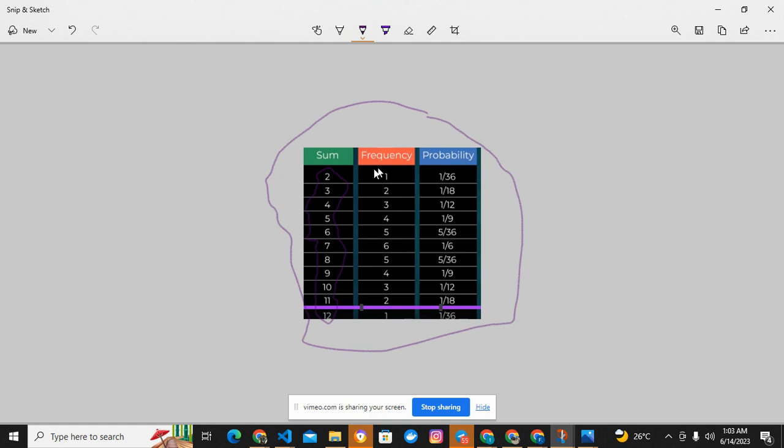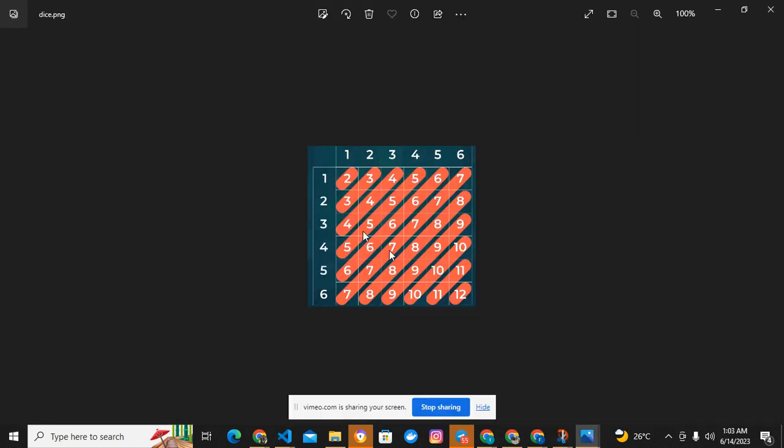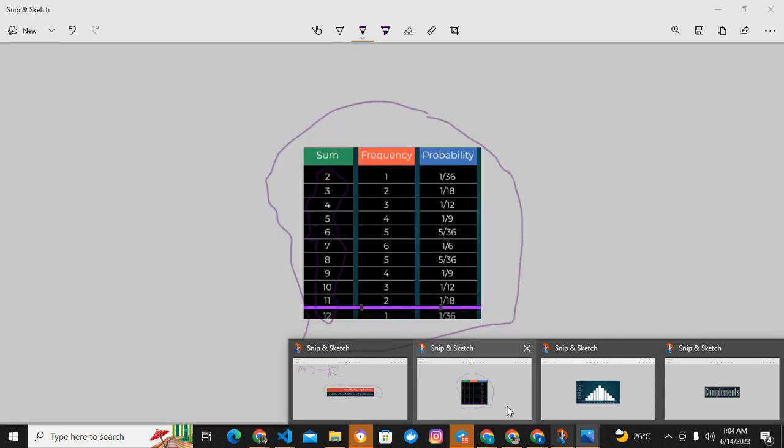Whenever you hear frequency in statistics, frequency signifies occurrence. It means number of occurrences. So from the table, 2 occurs how many times? 1. You understand? 3 occurs how many times? 2. 4 occurs how many times? 3. We can count it again. 1, 2, 3. 5 occurs how many times? 4. We can confirm. 1, 2, 3, 4. 6 occurs how many times? 5. And 7 occurs how many times? 6.